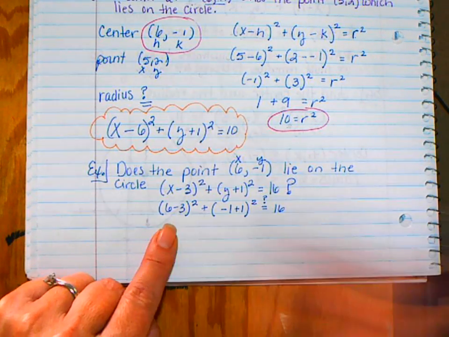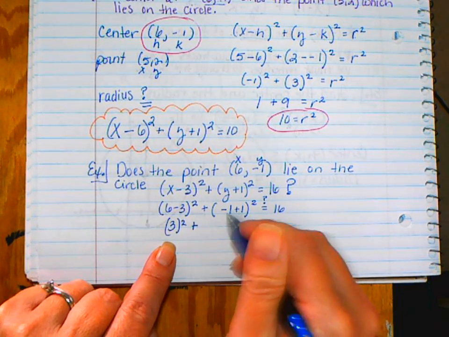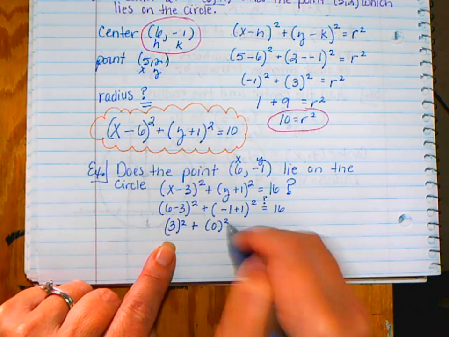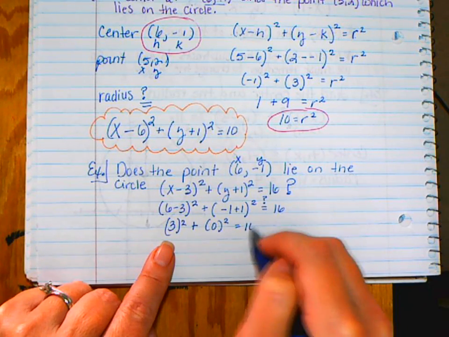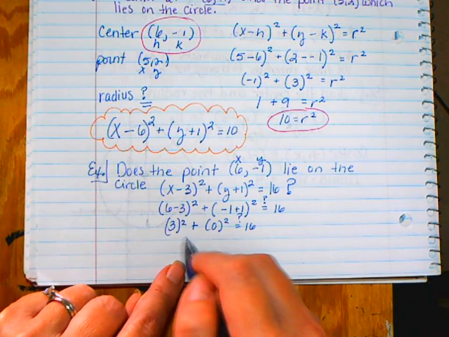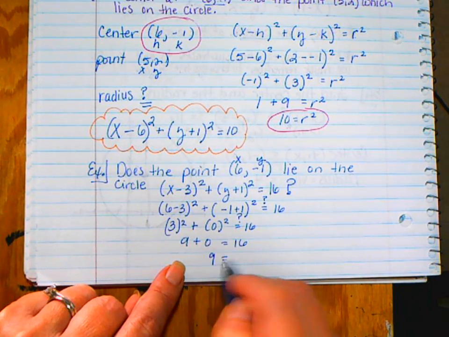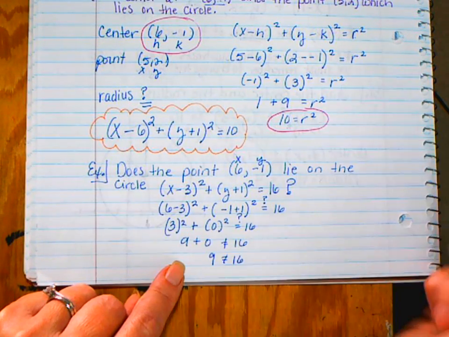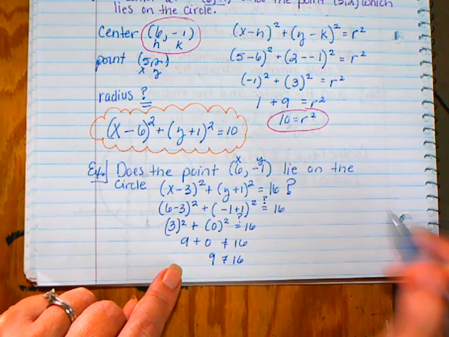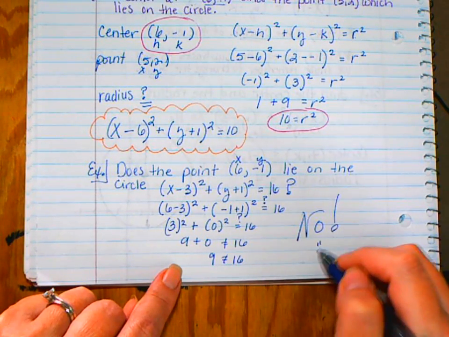So 6 minus 3 gives me 3 squared, plus negative 1 plus 1 is 0 squared. Does that equal 16? No, because it's going to be 9 plus 0 equals 16, and that is 9 equals 16, and it does not. So what's the answer to my question? Nope. Sad face.